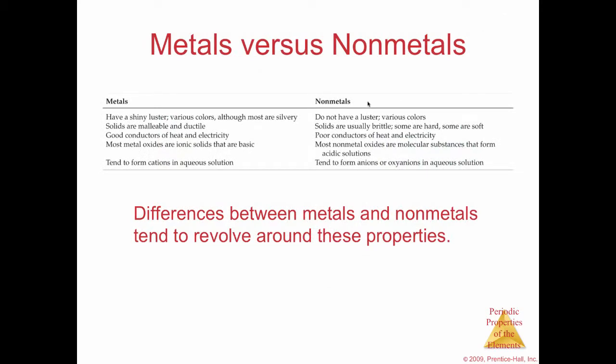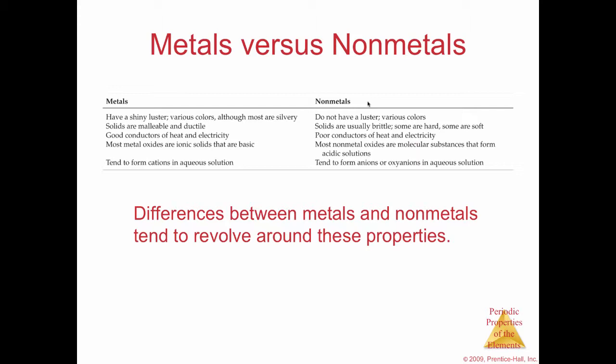Metals versus nonmetals. Metals have a shiny luster, various colors, although most are silvery in color. They are solids and malleable and ductile, good conductors of heat and electricity, and most metal oxides are ionic solids that are basic. We'll talk about those reactions momentarily. They also tend to form cations in aqueous solution.